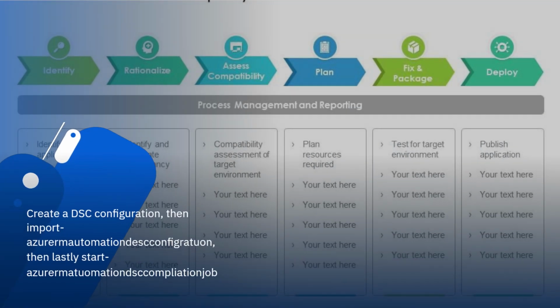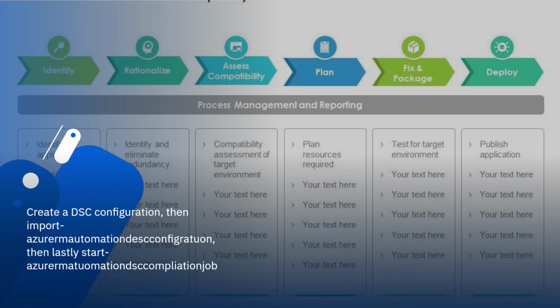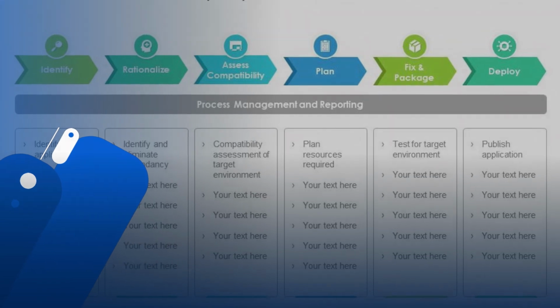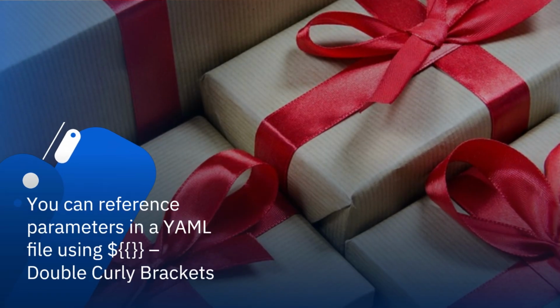Create a DSC configuration, then import the Azure Automation DSC configuration, then lastly start the Azure Automation DSC compilation job. You can reference parameters in a YAML file using double curly brackets.